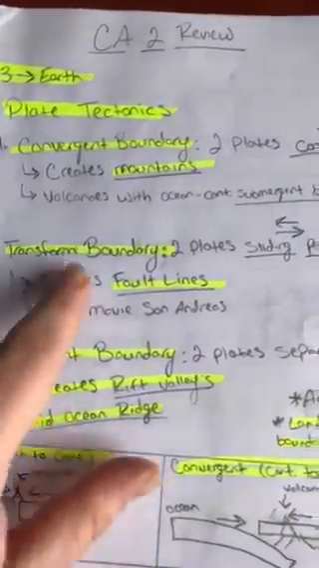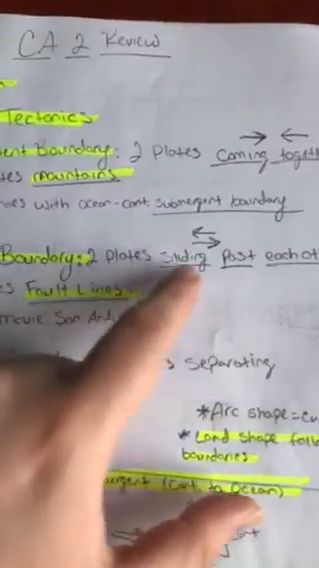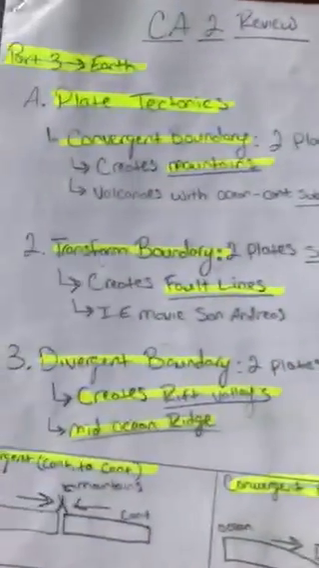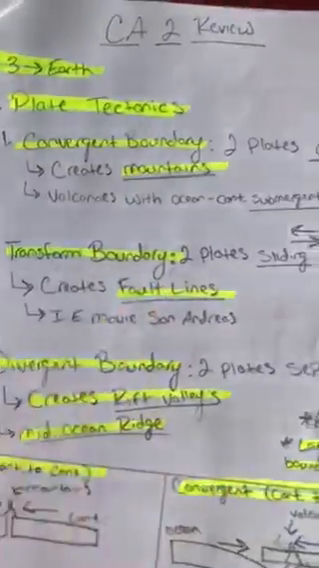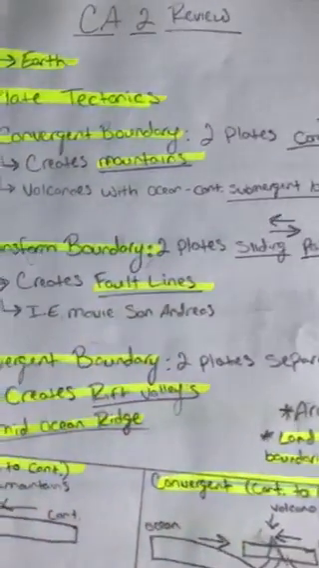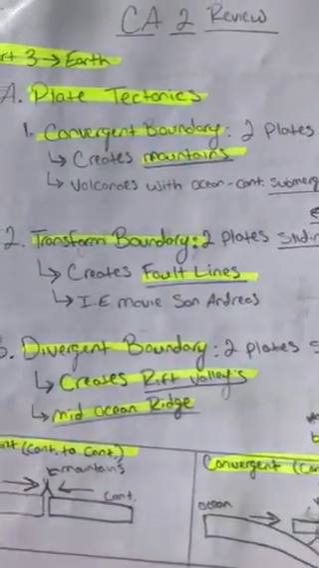Our second type is a transform boundary. This is when 2 plates slide past each other. This, as we know, creates a fault line. Think the movie San Andreas that we watched before Thanksgiving break.